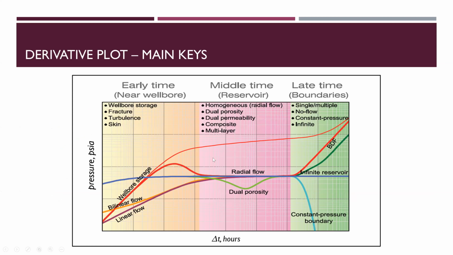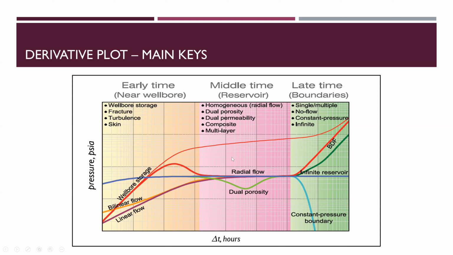Here we go. This is the same early, middle and late time with different colors, as you see. And here we have a list of flow regimes that might affect the pressure response at early time, like wellbore storage, fracture, turbulence, and skin. All these have great impact only at early time. That means once we cross this color from here to here, the effect of these will vanish.